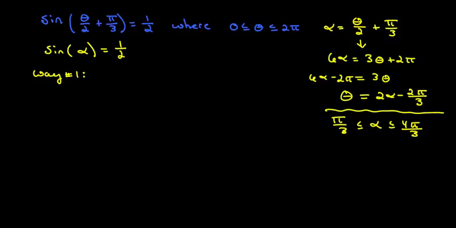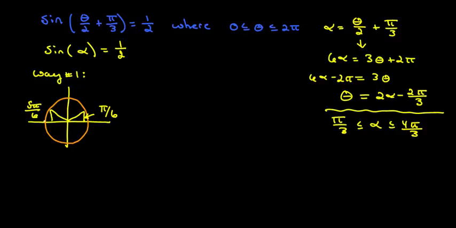The next thing we want to do is figure out what angles give me 1/2 out for the sine value. So what we'll do is we'll draw out our circle, and then we'll figure out where sine is 1/2. Well, sine is 1/2 here. Okay, so there's the 1/2 value right there, and the angle that's generating that is pi over 6. Sine also is at a height of 1/2 at 5 pi over 6. So it's at a whole bunch of different angles, but let's take a look here at the interval for alpha.